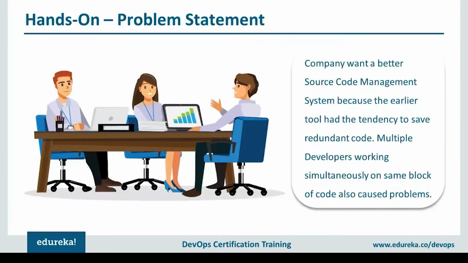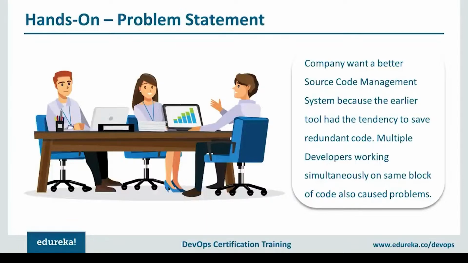Now that I've told you so much about version control systems, Git, and different operations in Git, let's move on to a hands-on part where we'll be performing all these operations. So we have a company where 3 developers are working. Now, they want their company to have better source code management. Whenever I say source code management, I'm referring to the version control system. These developers want better source code management because the earlier tool had the tendency to save redundant code. So they did not want redundant code in the system.